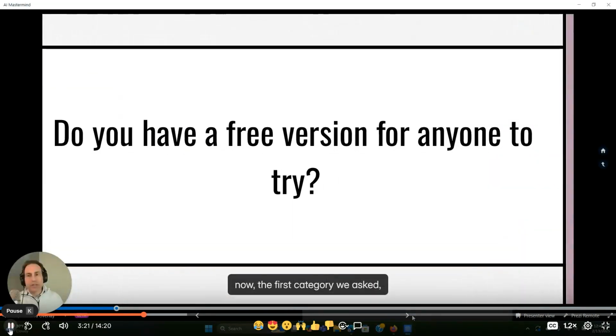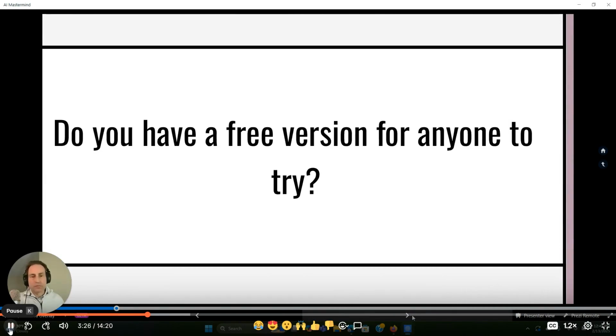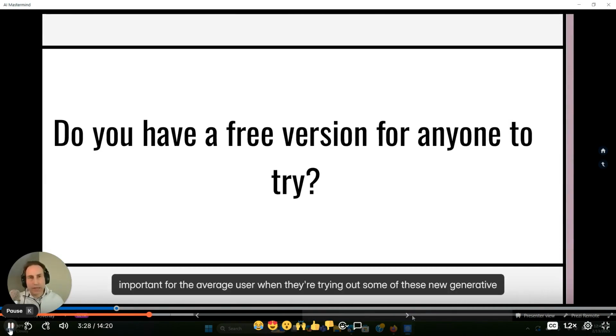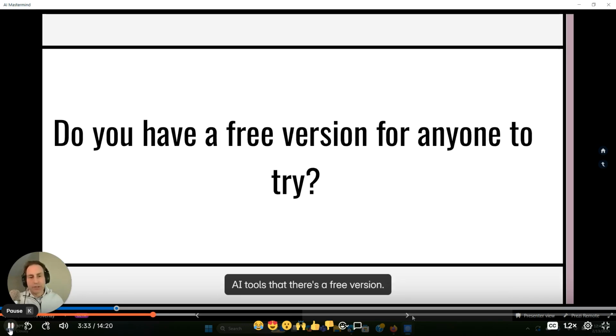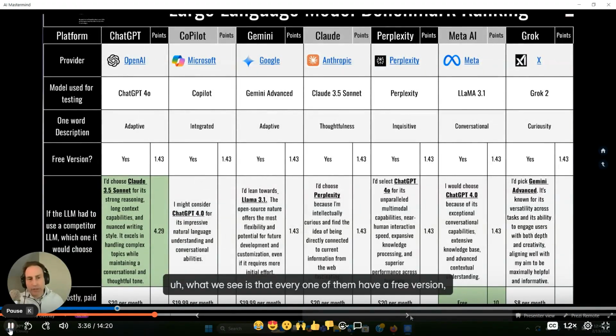Now, the first category we asked, the prompt was, do you have a free version for anyone to try? It's important for the average user when they're trying out some of these new generative AI tools that there's a free version. And what we see is that every one of them has a free version. So they all share the 10 points evenly.